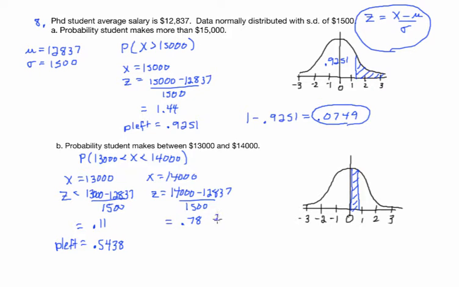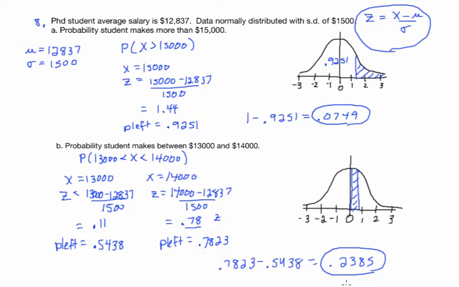I look up the z-score 0.78 on the outside. And on the inside, it'll tell me the probability I'm to the left of that z-score. And to find the probability I'm in the middle of those two, I subtract. About 23%. What did I guess? A quarter? Not bad.